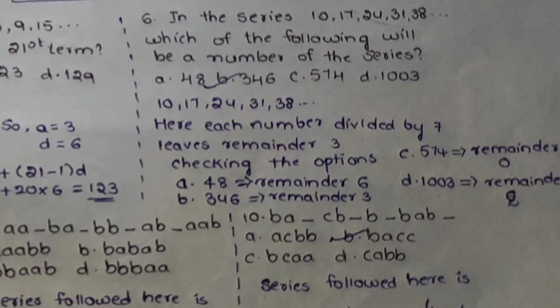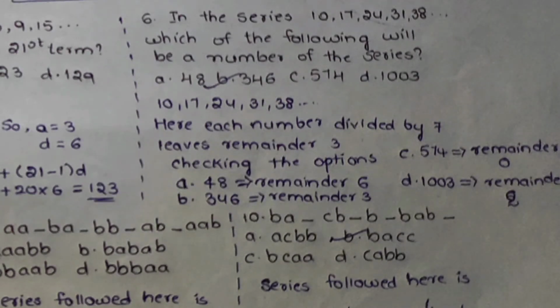So here the series is 10, 17, 24, 31 and 38. So if you divide 10 by 7, you get remainder 3. Similarly, if you divide 17 by 7, you get the remainder as 3. And if you divide 24 by 7, you get remainder as 3. So each number, when divided by 7, gives remainder 3.